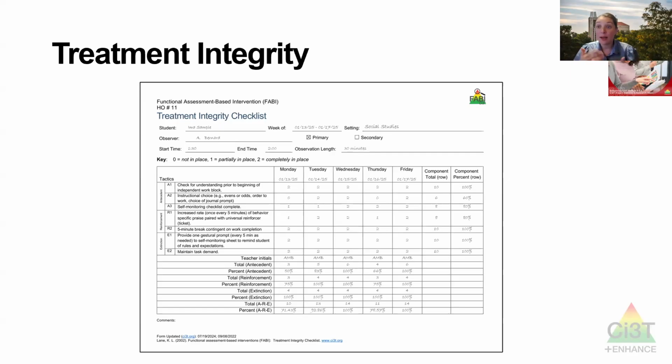Do we need to make an adjustment? How can I help you? Can I teach you how to do this? Let's show you some low lift ways to do it. But the treatment integrity form helps drive us. It helps us see, is this happening? So we can celebrate it. If it's not, we can make adjustments.